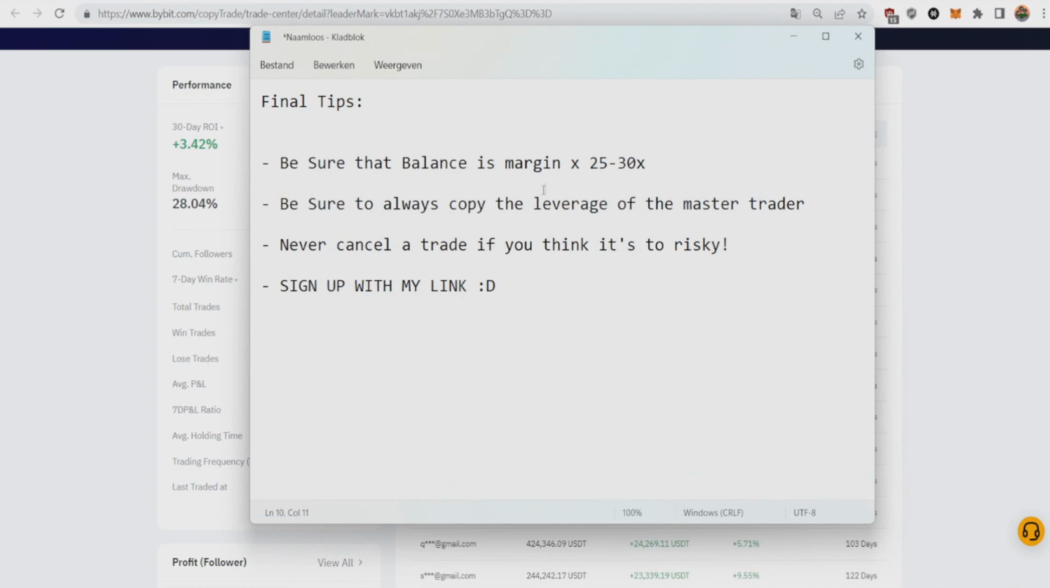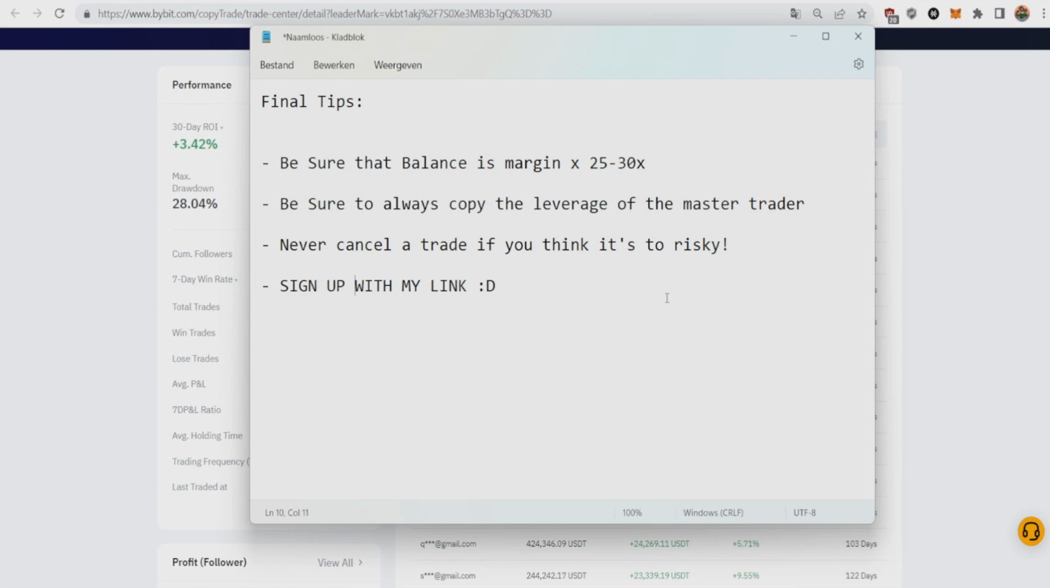My final tips, guys: be sure that your balance margin is 25 times 30, because sometimes traders have an open trade, and the more open trades you have and the less margin in your balance, you will lose money. Not lose money, but you will lose the opportunity to make money. Be sure to always copy the leverage of the master trader. Even though you can do it higher, don't risk it, guys, because these guys are professional and they know everything you need to know.